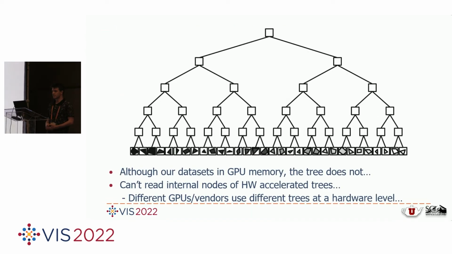The challenge with these trees is that although our data sets fit in GPU memory, the trees required to query these data sets do not. And if we're trying to use hardware-accelerated ray tracing, we can't access the internal nodes of these hardware-accelerated trees because different vendors implement different sorts of trees.